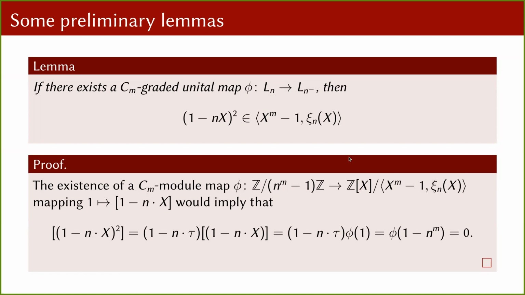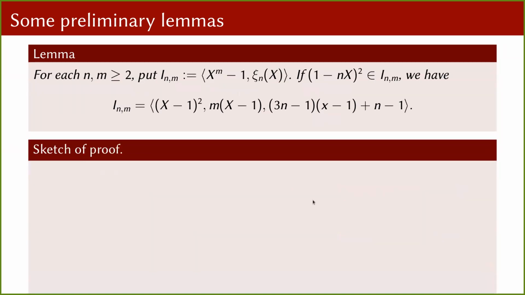Okay, so that's a technical lemma, and its usage is that if there is a map, then we have this result, and if we have this result, then actually the ideal can be presented in a much more concrete way. So again, for any n and m greater or equal than 2, we will give a name to the ideal we were considering, and we will assume this element belongs there, which is, of course, satisfied if there is a unital map between the Leavitt algebras and the Cuntz splice. And in that case, the ideal I of n,m has this presentation.